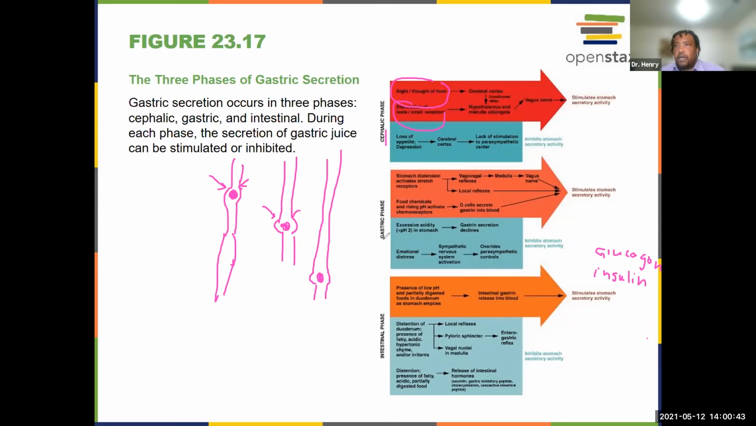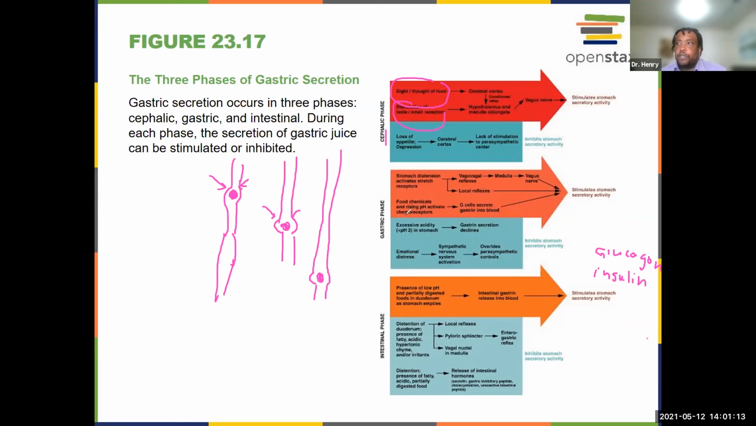The other phase is the gastric phase. So the gastric phase is going to be the phase that deals with the actual secretion. So that's going to basically last for about 3 to 4 hours. So in this case, you've already eaten your food. Your stomach has already been stimulated, and now you're just trying to digest the food.